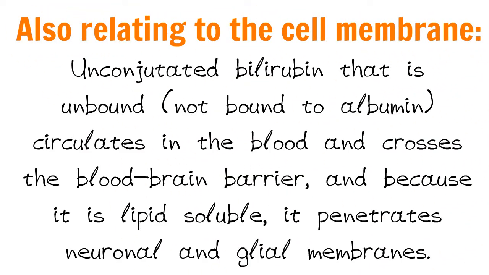Also relating to the cell membrane, unconjugated bilirubin that is unbound circulates in the blood and crosses the blood-brain barrier, and because it is lipid-soluble, it penetrates neuronal and glial membranes.